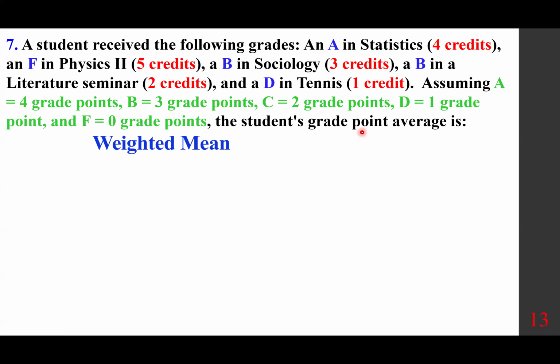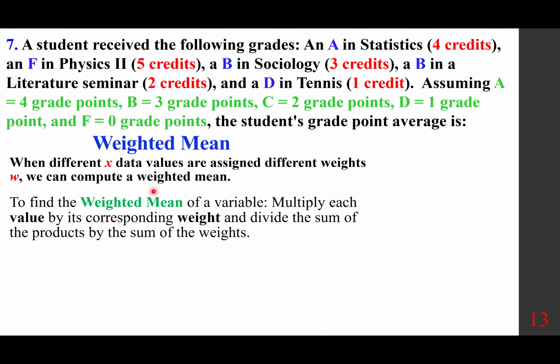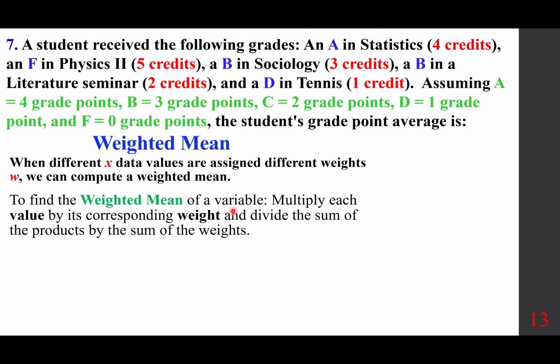And it makes perfect sense because if, for example, A happens when you have 5 units and D happens when you have 1 unit, this will take over. This is much heavier. So how do we calculate that? When different X data values are assigned different weights W, we can compute a weighted mean. To find the weighted mean of a variable, multiply each value by its corresponding weight and divide the sum of the products by the sum of the weights.